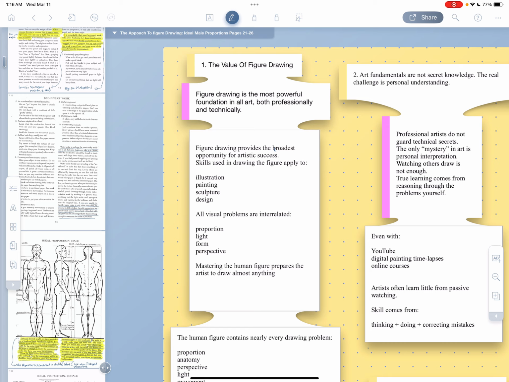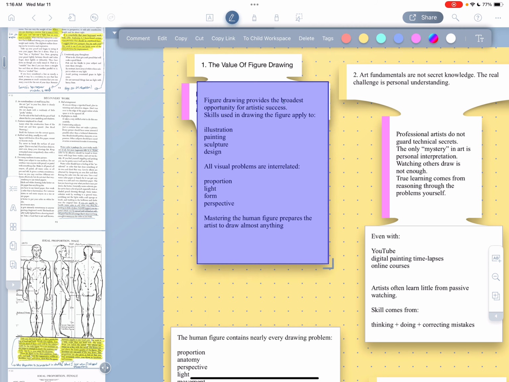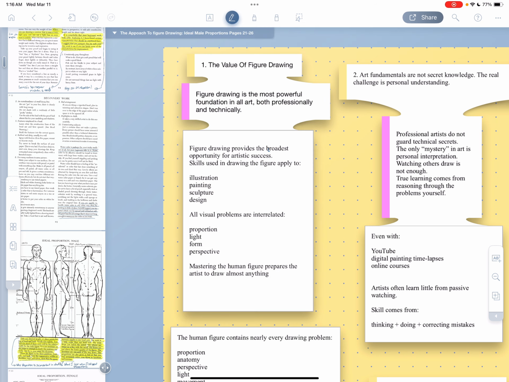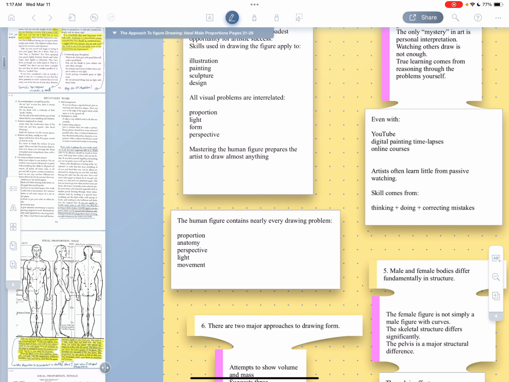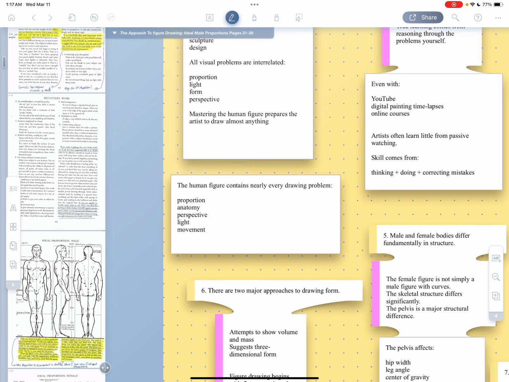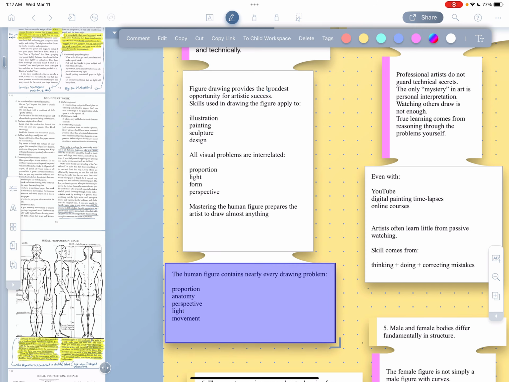All visual problems are interrelated: proportion, light, form, perspective. Mastering the human figure prepares the artist to draw almost anything. And I think I was supposed to connect this there.